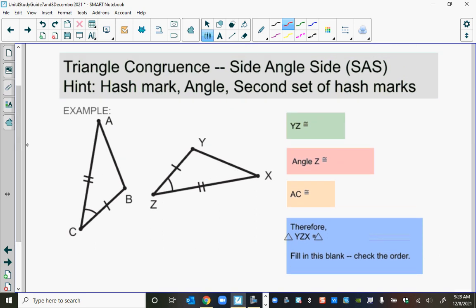All right, side angle side. So side angle side, those would be slash mark, angle, slash marks. That's going to help us set up our triangle congruence. Now, again, understand which sides are congruent to each other. So for starters, YZ. Let's start with this side right here, Y to Z. And especially notice the direction we're going. We're going from Y to Z.